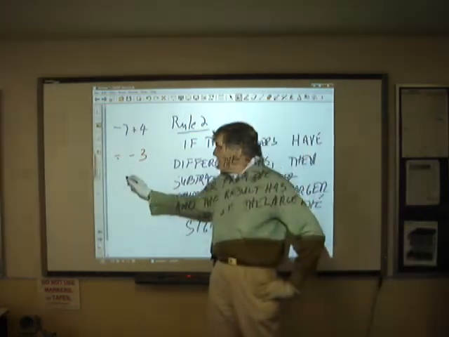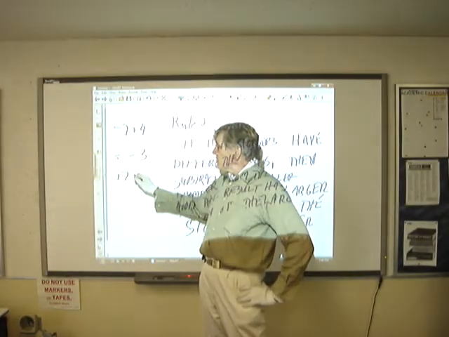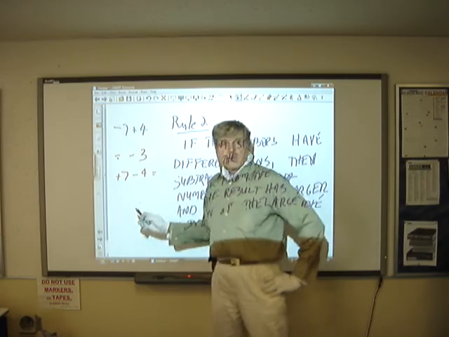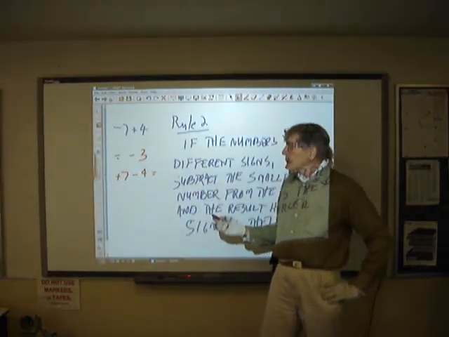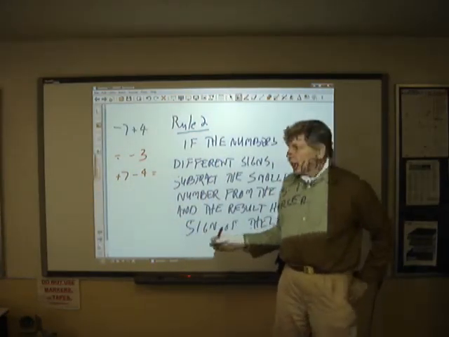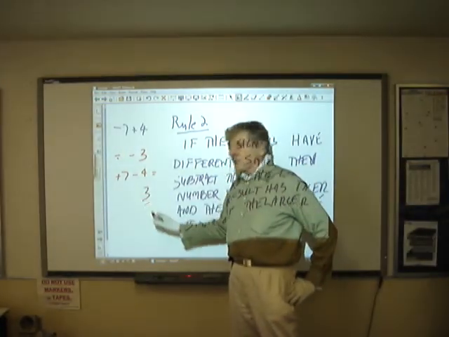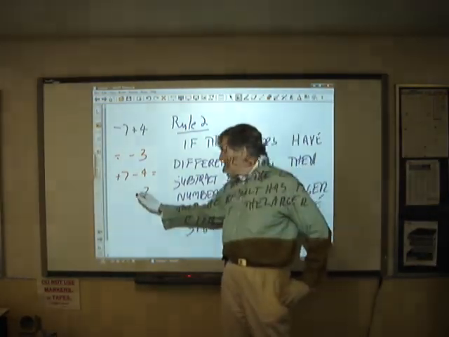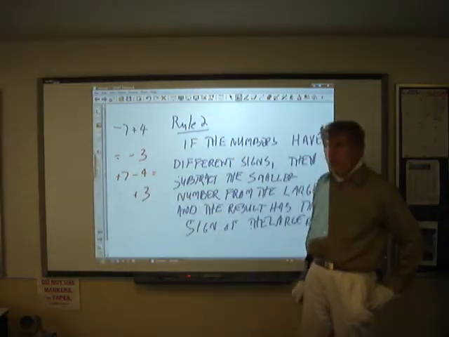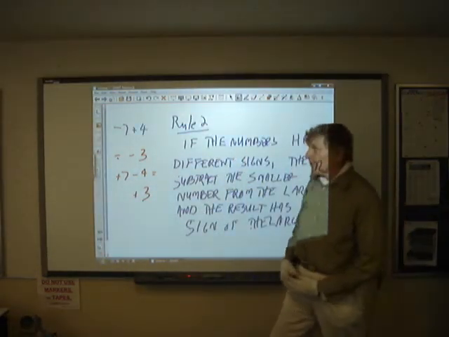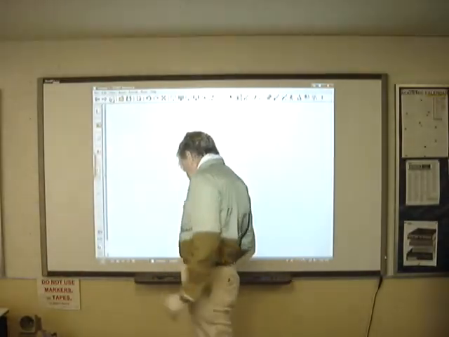So if you have a different problem like plus 7 minus 4, the numbers have different signs, so Rule 2 applies. Rule 2 says to subtract the smaller number from the larger, producing a 3. And the answer has the sign of the larger, which is a plus 3. So let's just look at some examples of Rule 1 and Rule 2.